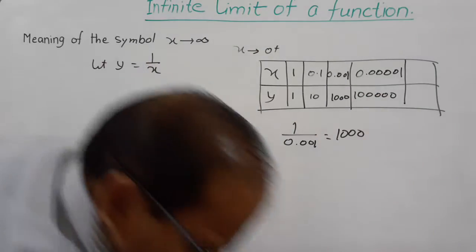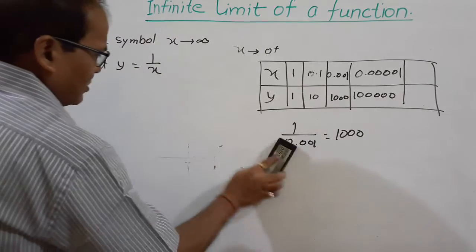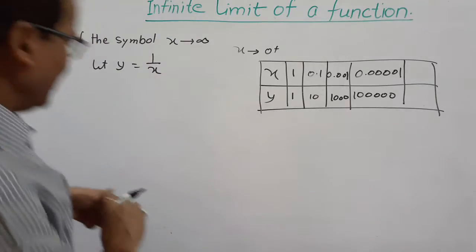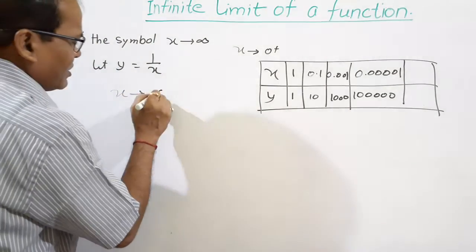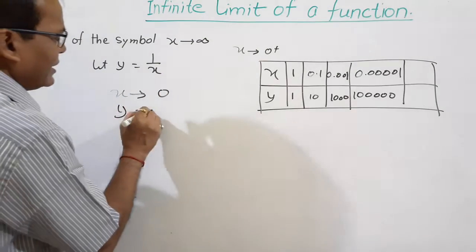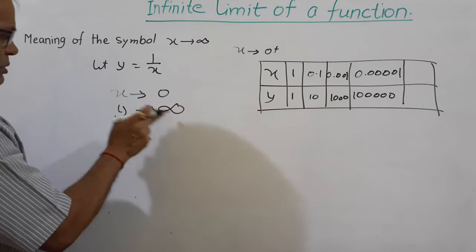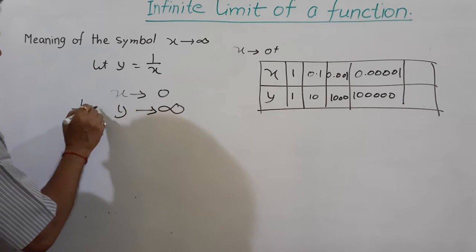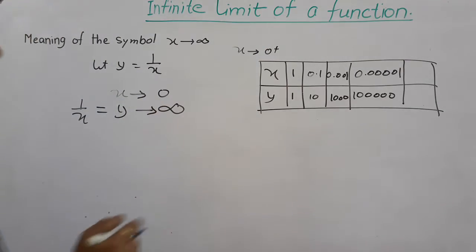Now just the opposite. From here you have learned that if x tends to 0, then y tends to infinity. X tends to 0 means y tends to infinity. Y means what? 1 by x is equal to y. Y tends to infinity.